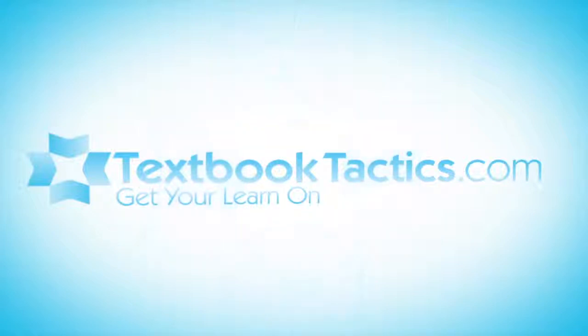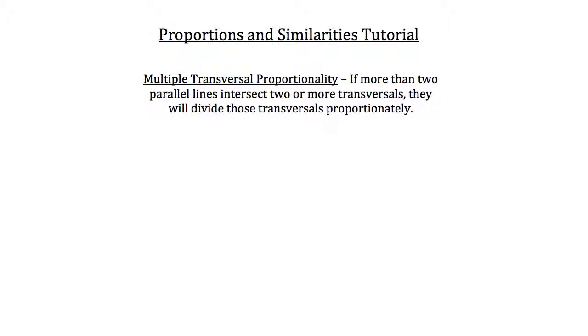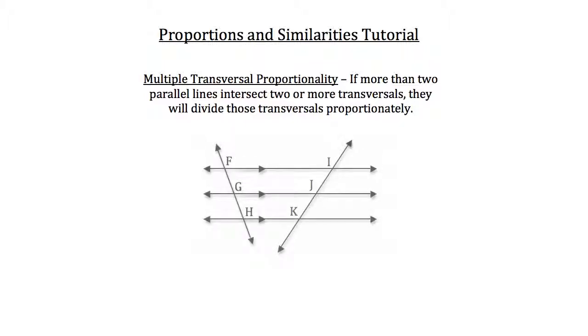This is the Proportions and Similarities tutorial. Let's begin by discussing the multiple transversal proportionality theorem. If more than two parallel lines intersect two or more transversals, they will divide those transversals proportionately. So, let me show you what I mean by that.